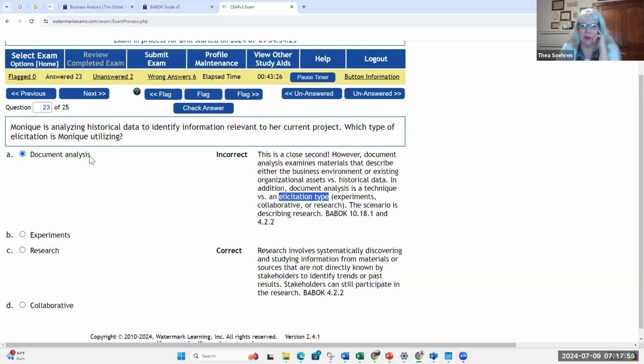Document analysis is not one of the three elicitation types. Research is one of the three elicitation types. So whenever they ask what elicitation type, we know it's one of the three. We can't choose the technique instead. Yeah, that's true. So that is a tricky one. I want us to have the conversations because we talk about stuff like that.